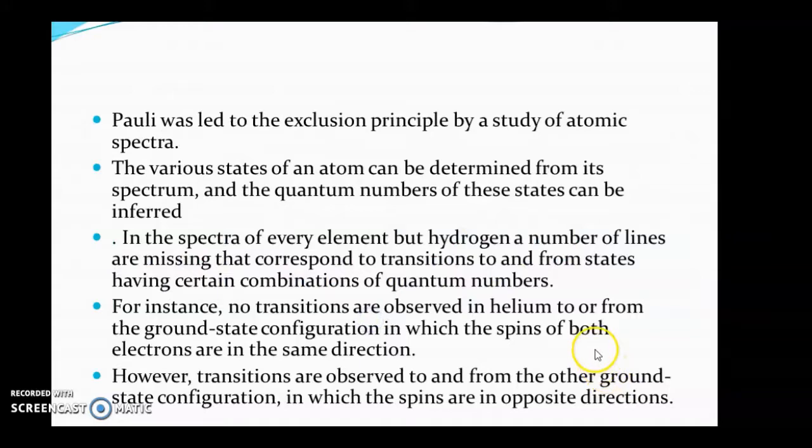So Pauli was led to the exclusion principle by studying the atomic spectra. We can get the states of an atom from the spectrum. So the quantum numbers of the states can be inferred from the spectrum. By studying the spectrum of a particular element, the quantum numbers of the initial and final states can be inferred.